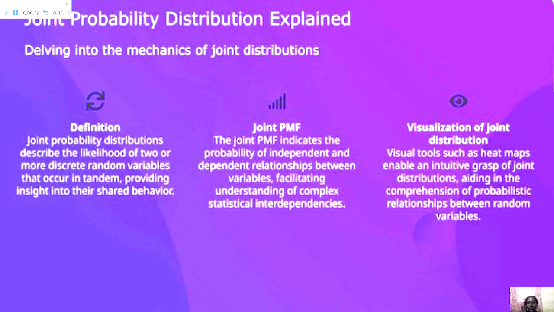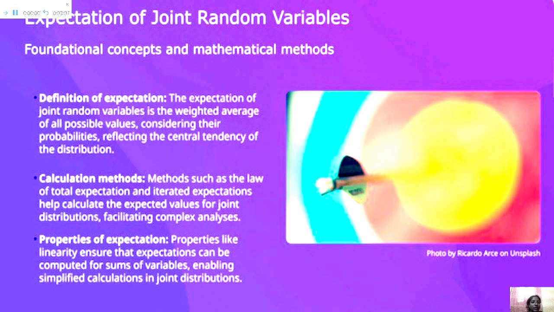Visualization of joint distribution. Visual tools such as heat maps enable an intuitive grasp of joint distributions, aiding in the comprehension of probabilistic relationships between random variables.